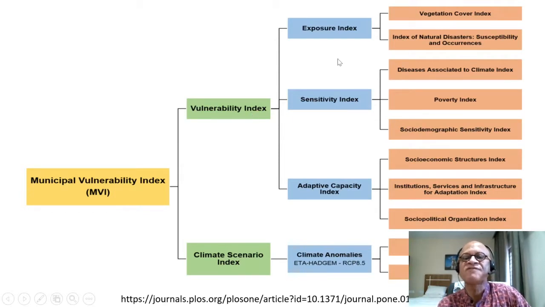Vulnerability indices we have talked about several times, looking at adaptive capacity, sensitivity, and exposure, and include various things like vegetation cover, index of natural disasters, diseases associated with climate index, poverty, socio-demographic, socio-economic, institutions, services, infrastructure, socio-political, and then of course temperature and precipitation indices. Essentially, you cannot do transformational or transitional adaptation without worrying about detailed vulnerability mapping.